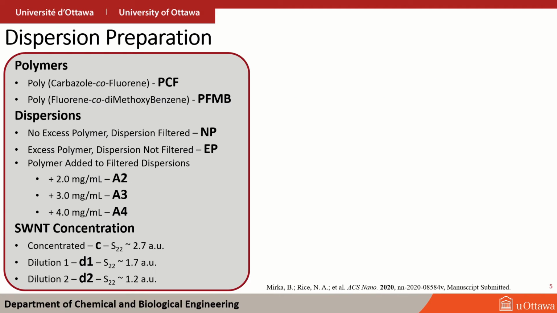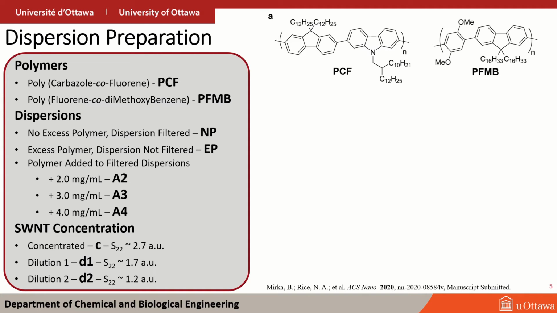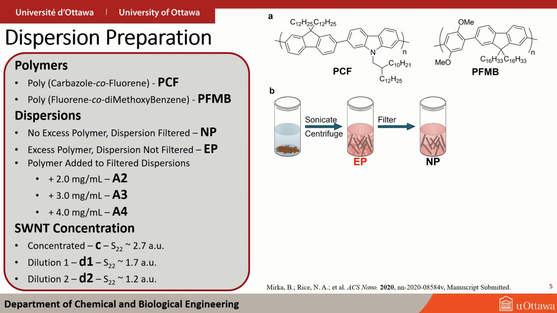For this study, we prepared carbon nanotube dispersions using 2 conjugated polymers: a polycarbazole copolymerized with a fluorene, or PCF for short, and a polyfluorene copolymerized with a methoxybenzene, or PFMB for short. First, we prepared our excess polymer dispersion, or EP for short, by carrying out the procedure without the filtration. And then we prepared our no excess polymer dispersion by taking a portion and filtering it to remove the excess polymer.